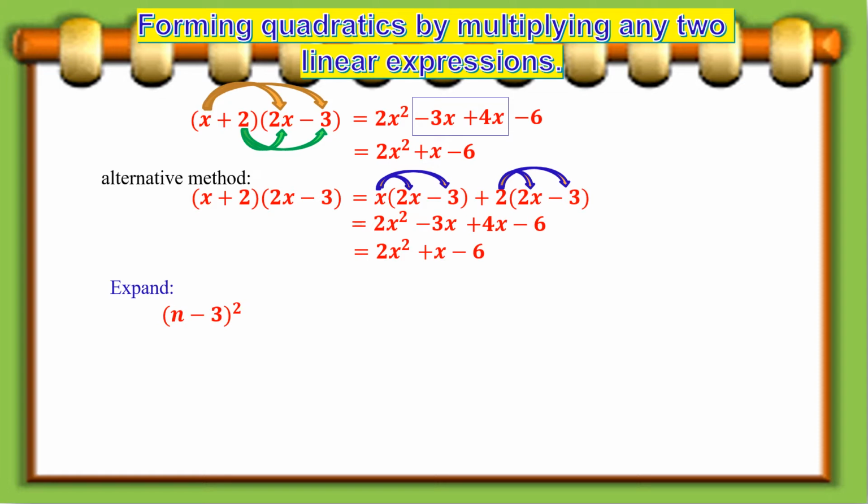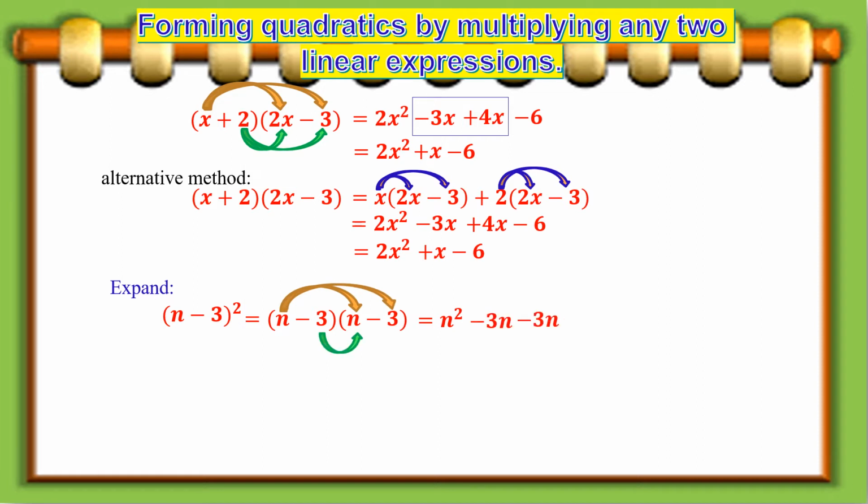Now let us expand n minus 3 to the second. So in here, we are going to multiply n minus 3 twice by itself. So we will be having n minus 3 times n minus 3. So in here, we are going to multiply n times n, which is equal to n squared. Then n times negative 3, which is equal to negative 3n.